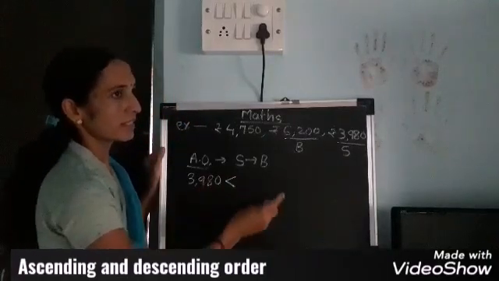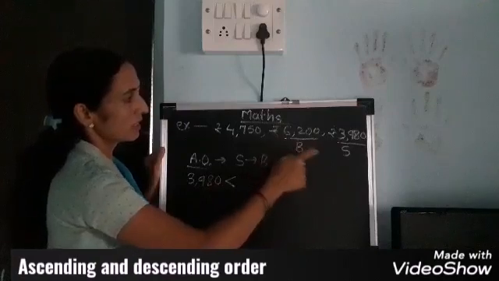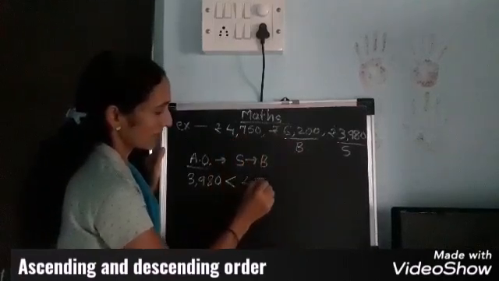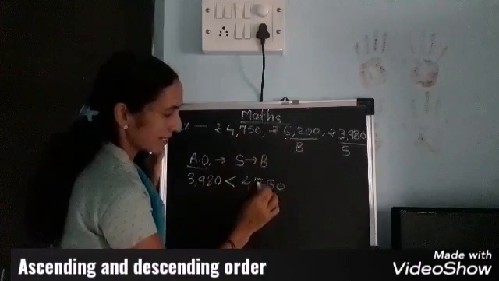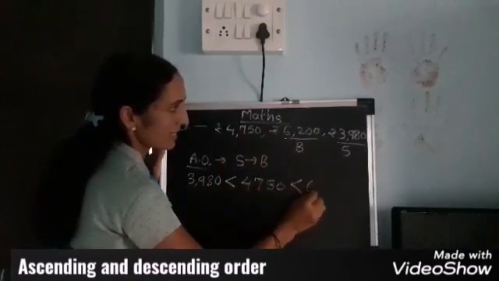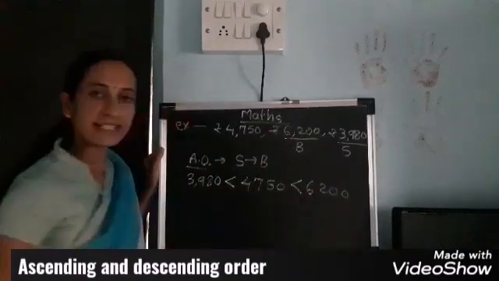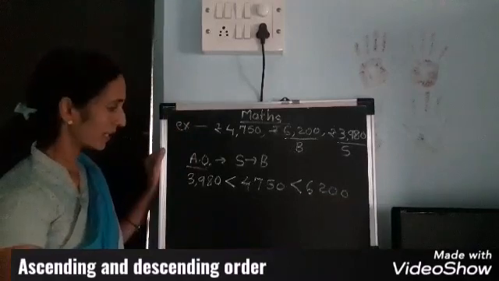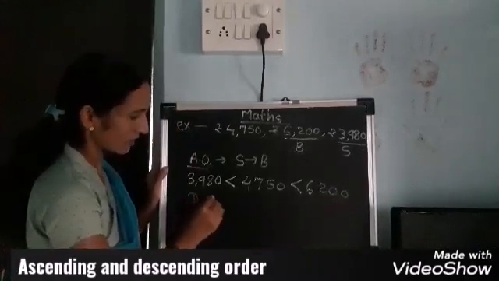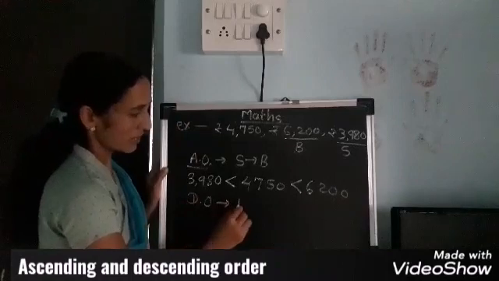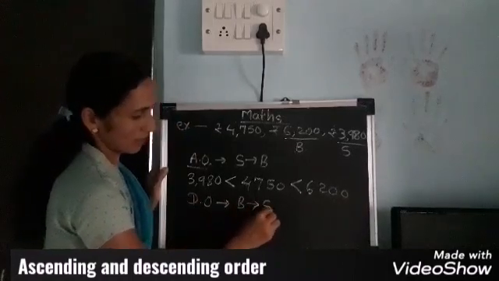Then after this number, which is the middle one, 4750 is also smaller than 6200. It is called ascending order. Okay, now what is meant by descending order? Descending order means bigger to smaller.